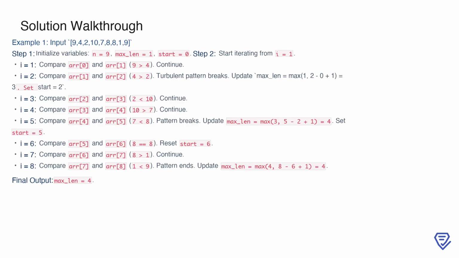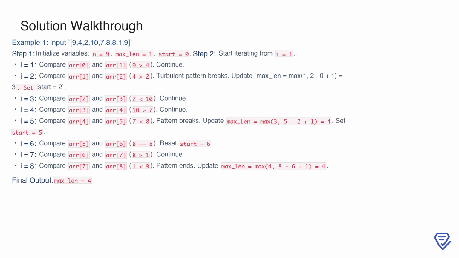When i equals 1, we compare arr[0] and arr[1], which satisfies the turbulent condition, so we continue. At i equals 2, arr[1] is greater than arr[2], but the turbulent pattern breaks because two consecutive comparisons are in the same direction. Here, we calculate the length of the window, which is 2 - 0 + 1 equals 3, and update max_len to 3. Then, we adjust start to 2 to begin tracking a new window.